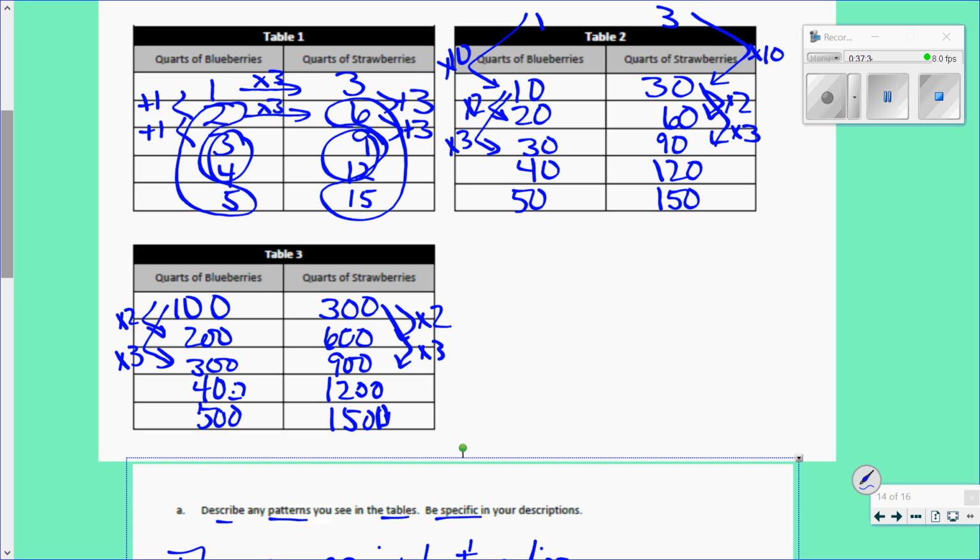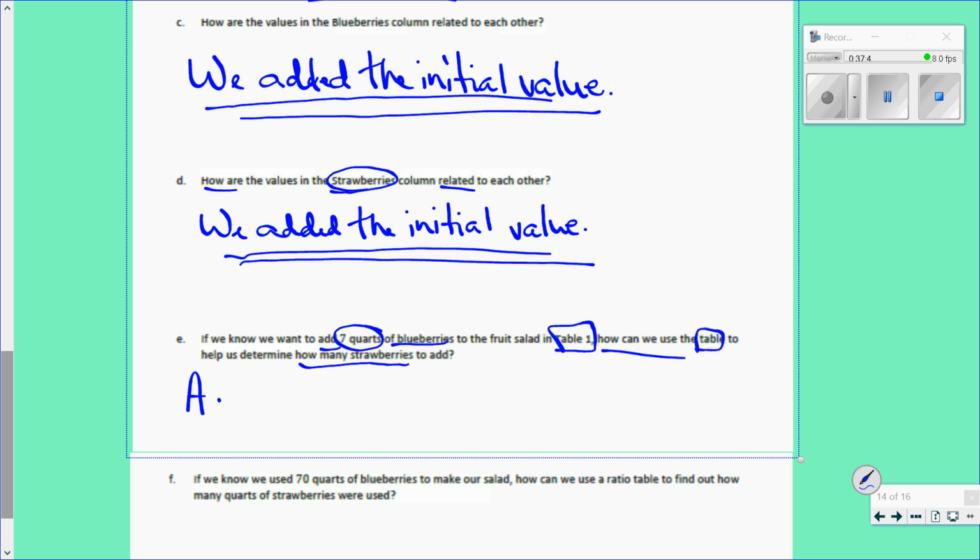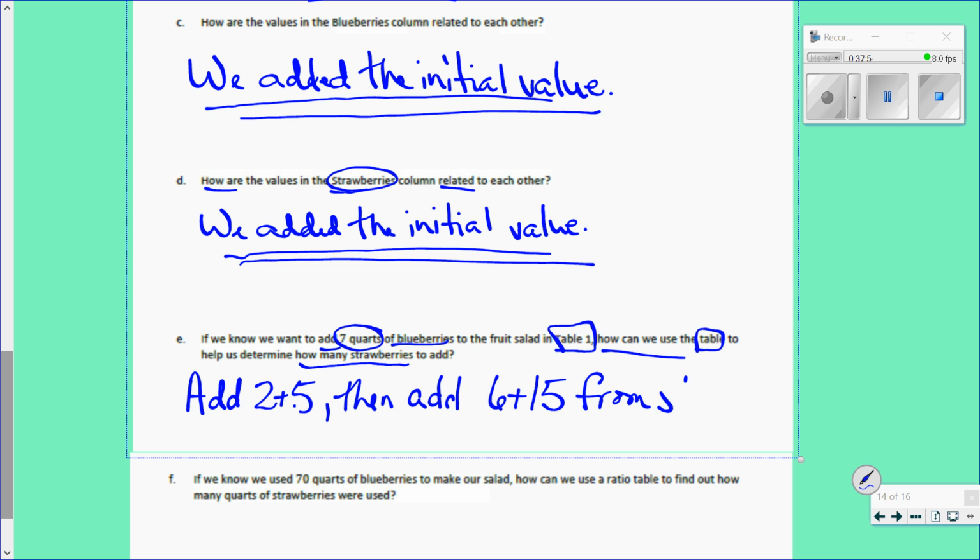These are ratio tables. That means everything is proportional. So we just add 2 plus 5, then add 6 plus 15 from strawberries. Does everybody understand that concept? Make sense? Okay. So we're out of time, unfortunately. So I'm going to stop there.